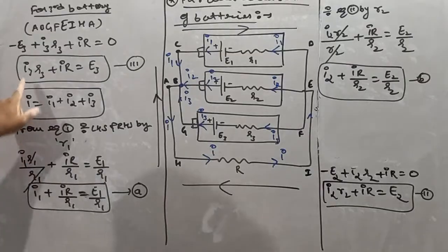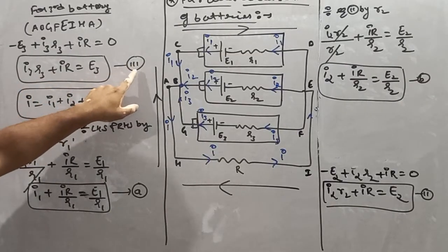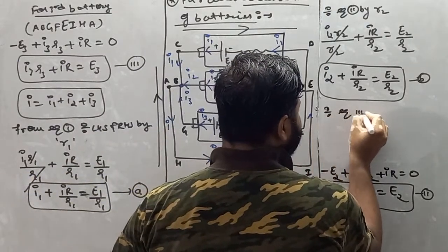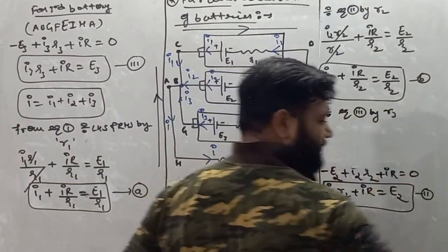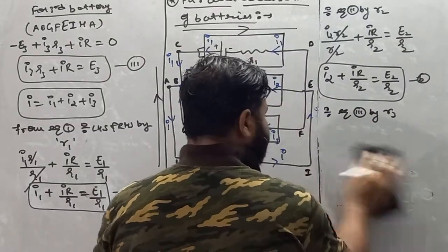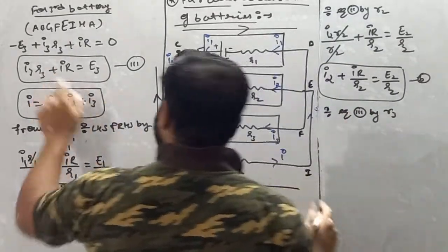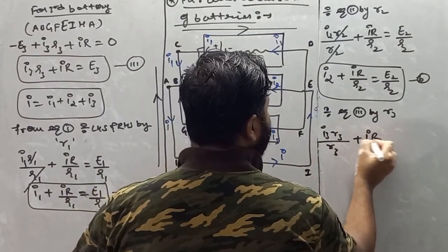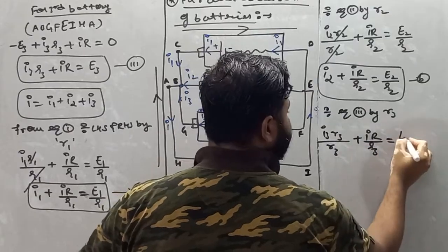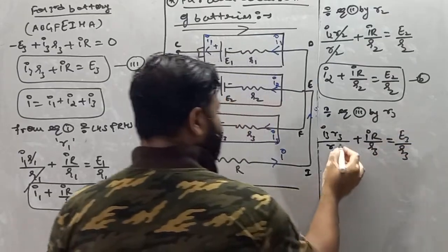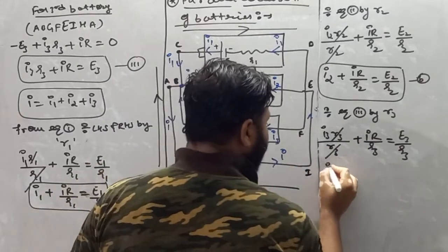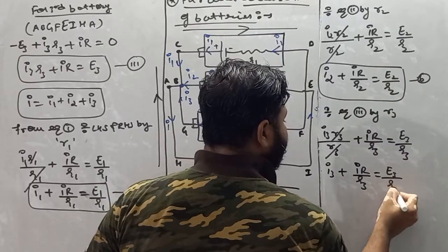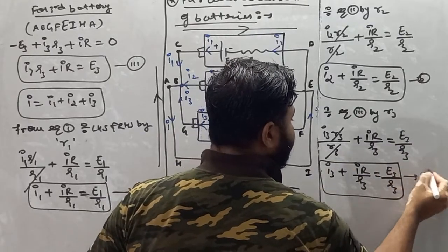Now moving forward, look at equation 3. So now I'll divide equation 3 by R3. What we'll get, dear student? We'll get the third equation as I3 R3 divided by R3 plus IR divided by R3 is equal to E3 by R3. Now see, R3 gets cancelled. So I3 plus IR by R3 is equal to E3 by R3. This is our equation number C.